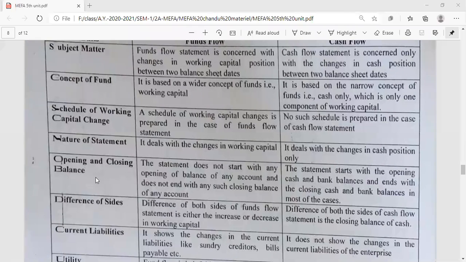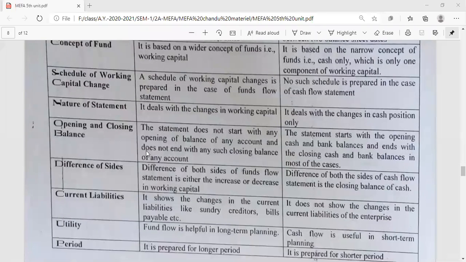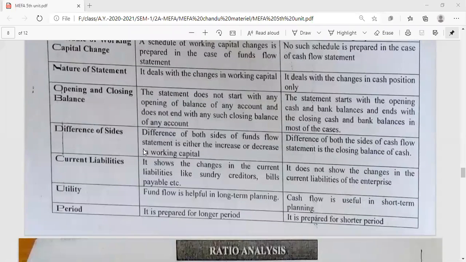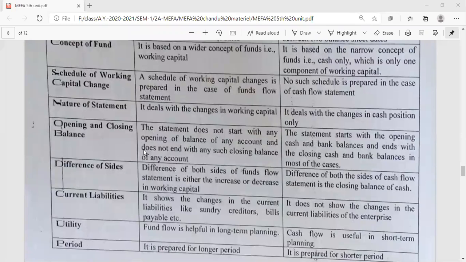Nature of the statement: the fund flow statement deals with the changes in the working capital. The cash flow statement deals with the changes in the cash position. The cash we have will be paid to different customers, or else to different dealers. That means the cash is changing from one position to another position, right?